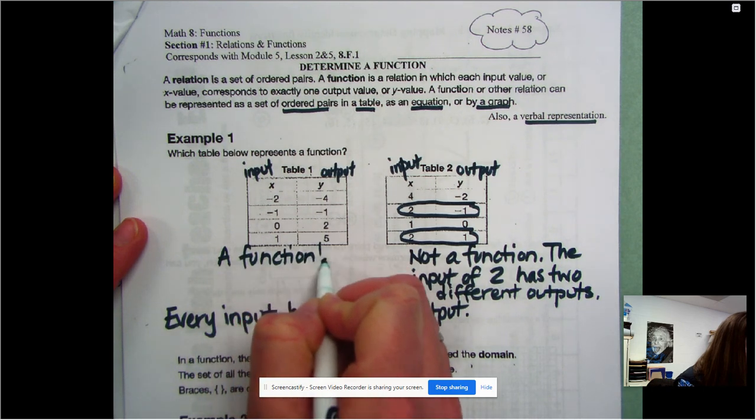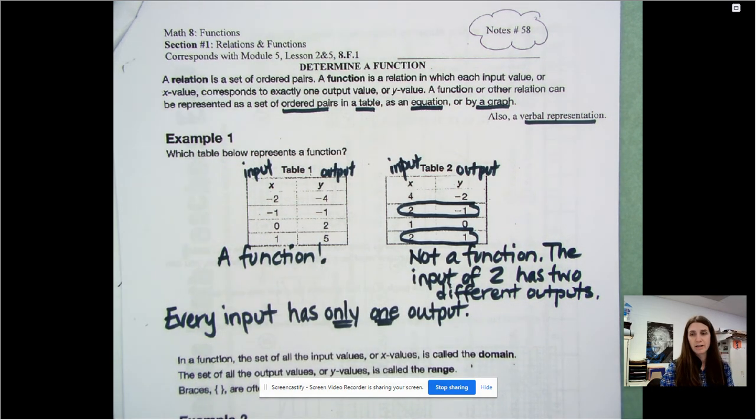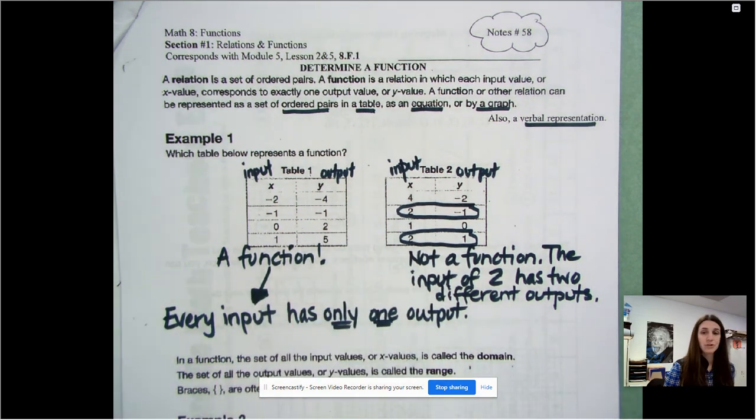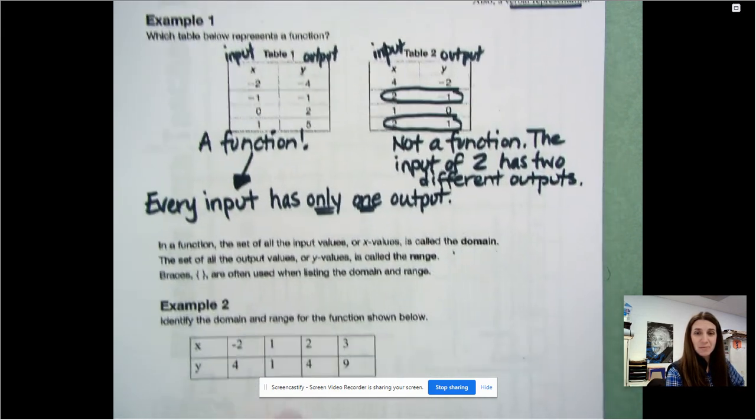And then under table 1, we'll write a function. And then let's put an arrow for our reason why, which is the reason we're going to use every time that it is a function. Every input has only one output. Okay, let's go check out the next part.